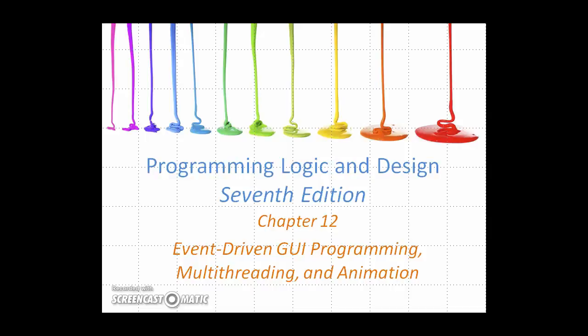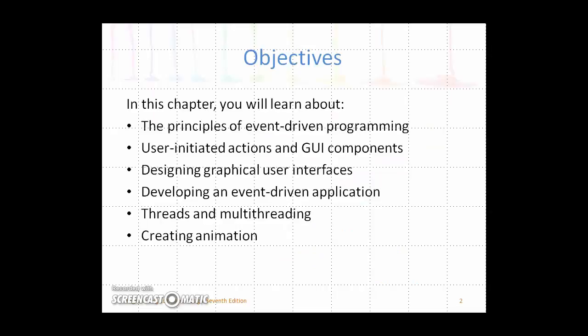In this chapter, we're going to be exploring additional object-oriented programming issues, which is composed of the following. Event-driven programming. This supports our graphical user interfaces, our GUIs. We're going to learn some mechanisms of building such a program and the basics of designing GUIs. We'll also do a brief introduction into threads and multi-threading and creating some animation.